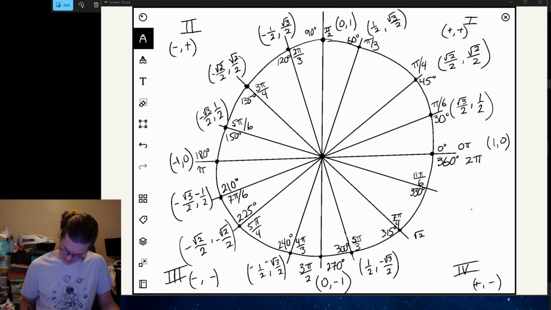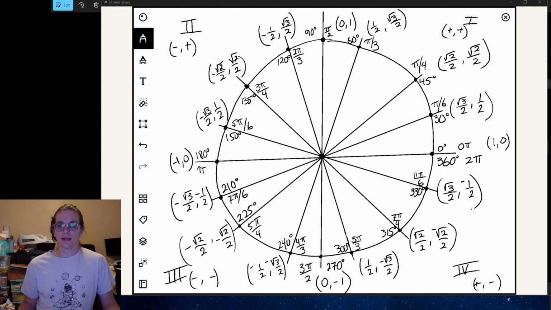Same thing. Root 2 over 2, root 2 over 2, except this guy gets a minus. And finally, root 3 over 2, 1/2, except this guy gets a minus. And that's your unit circle.